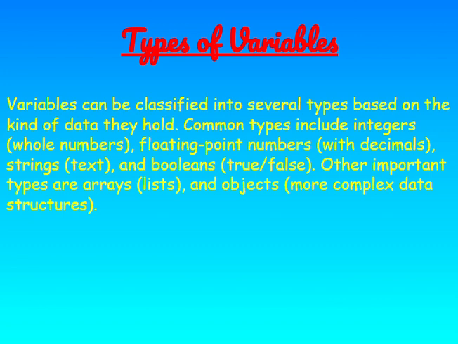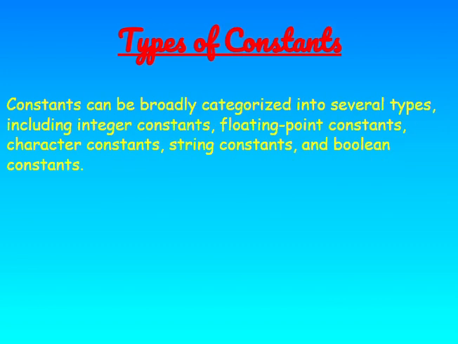Now, to the next one. What are the types of constants? Constants can be broadly classified into several types, including integer constants, which we already learned about, floating point constants, learned about them, character constants, we didn't learn about them, that's why I'm not going to explain them. I'm going to explain them in the next video. And string constants, learned about them right now, and Boolean constants, we learned about them also.